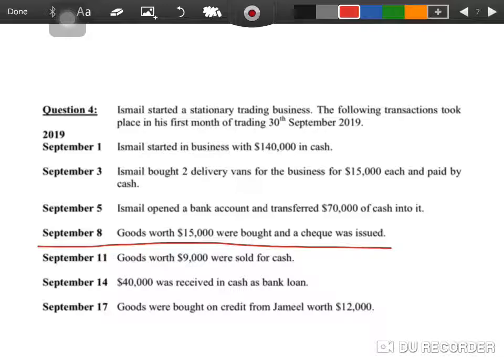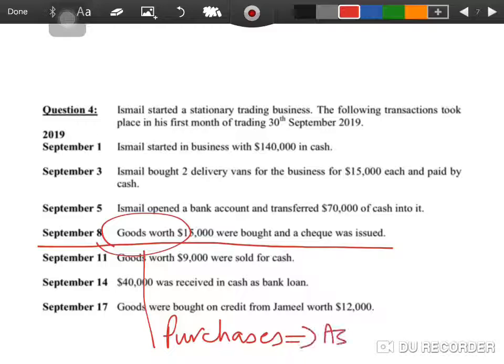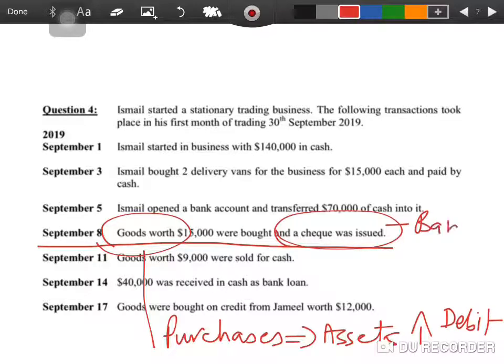Now goods were bought. Whenever we buy goods, we call them purchases, and since we are buying goods, obviously one of the assets of the business is going up, so it should be recorded on which side? The debit side. On the other hand, we issued a check, which means we paid from the money that we have in the bank account. So the amount in the bank account is going down, and since it is also one of the assets which is going down, it should be recorded on which side? The credit side.